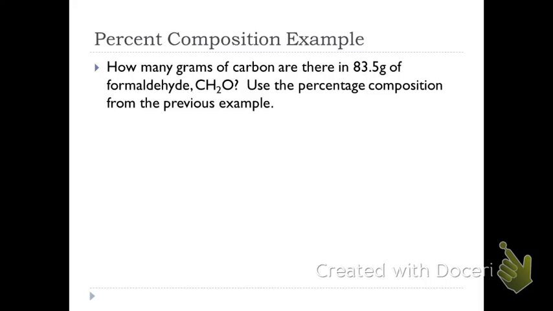Now, the next one's a little bit different. It wants to know how many grams of carbon are there in 83.5 grams of formaldehyde. Now remember, percent composition is based on the fact that you would have 100 grams of the compound, and you don't. In this case, you only have 83.5 grams of formaldehyde. It also says to use the percent composition from the previous example.